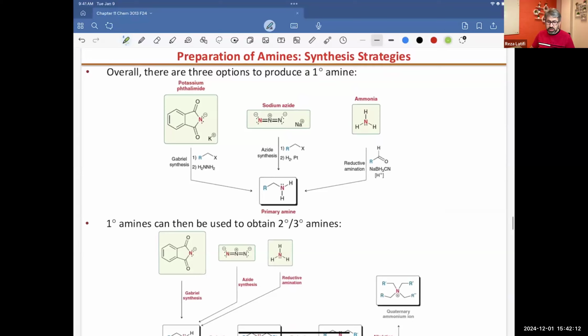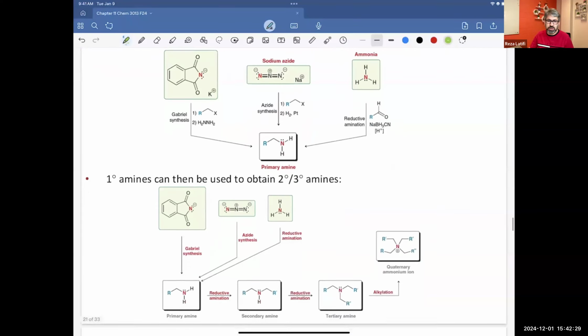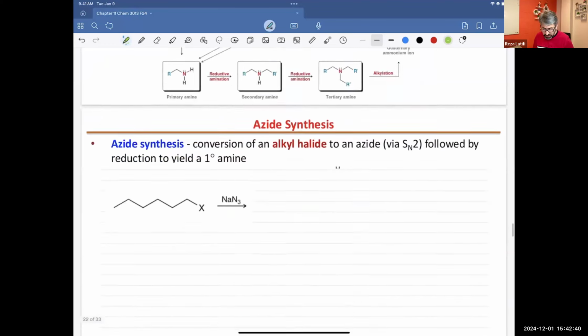Now, there are 3 methods that we can use. One of them is sodium azide. The second one is the Gabriel method, or you can go with reductive amination, and those give you a primary amine. And with the primary amine, you can now use it as a substrate in any of these reactions to produce secondary or tertiary amines. I'm going to practice some of them for you.